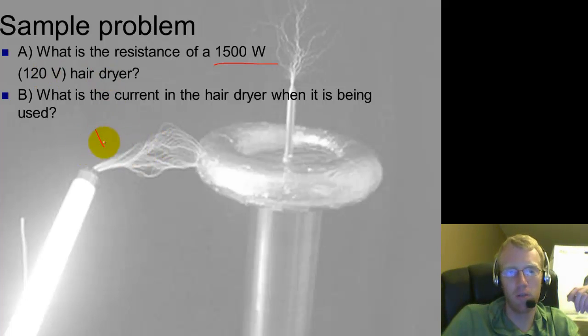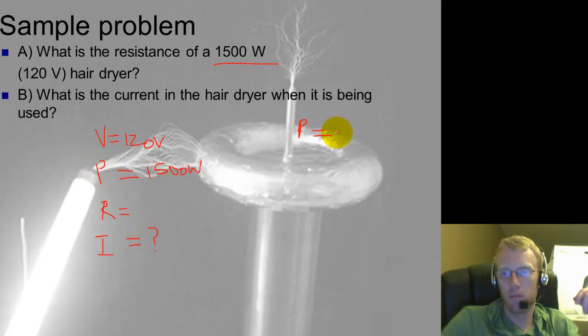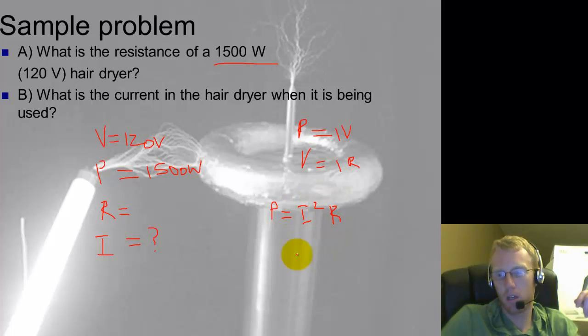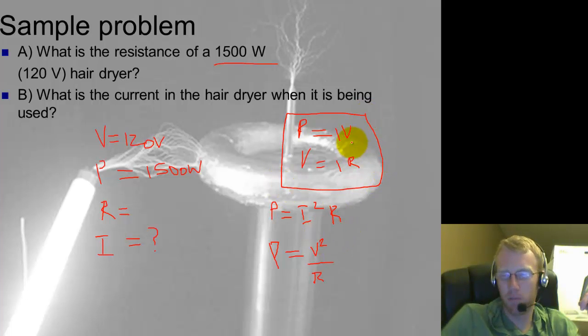Okay, so hairdryer, 120 volts. So we've got V equals 120 volts. Power equals 1500 watts. We don't know the resistance, and we also don't know the current. So we could use P equals IV. We could use V equals IR. Those are our two basic ones. But we also have P equals I squared R, and P equals V squared divided by R. Personally, I just have these two memorized, and I can get these from these whenever I need them. But if you want to memorize all of them, you can.